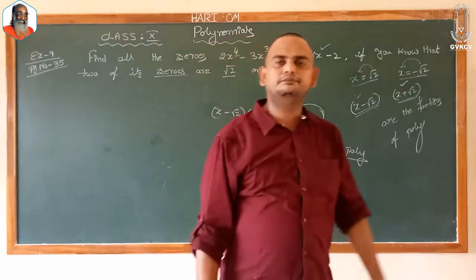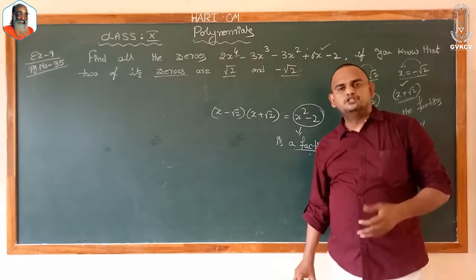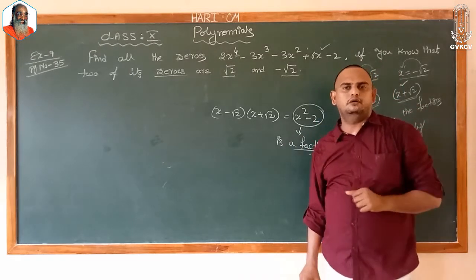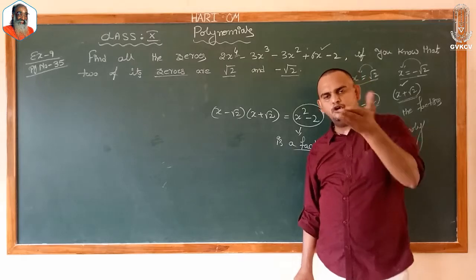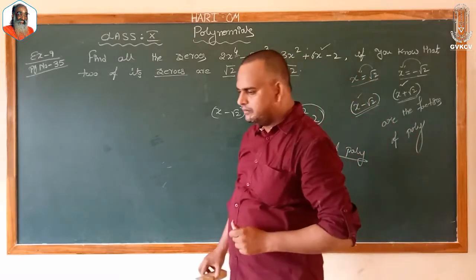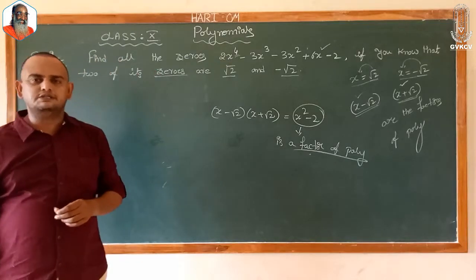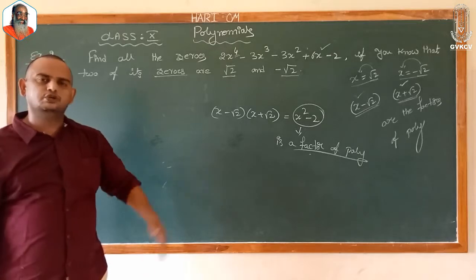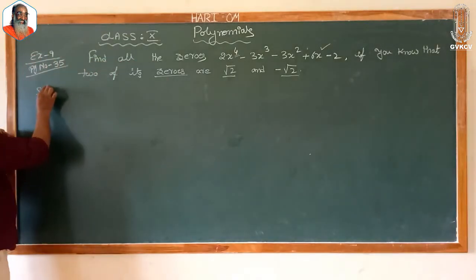In the second Roman, we have done the division method. Check whether the first polynomial is a factor of the second polynomial or not. In that, when the first polynomial is a factor of the second polynomial, we should get the remainder 0. Here also you will get the remainder 0. Now let me explain.